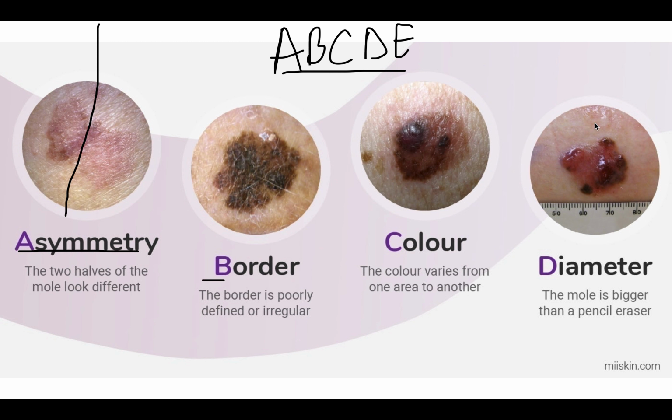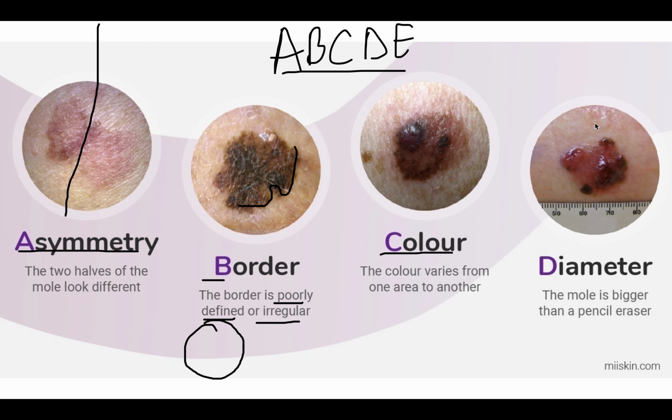Second is B, that is border. The borders are poorly defined. A benign mole, a simple mole, will be circular in shape and will have even borders. However, in case of melanoma, the borders will be poorly defined or irregular, and will have notching. You can see notching present over here. So these are the features of melanoma.